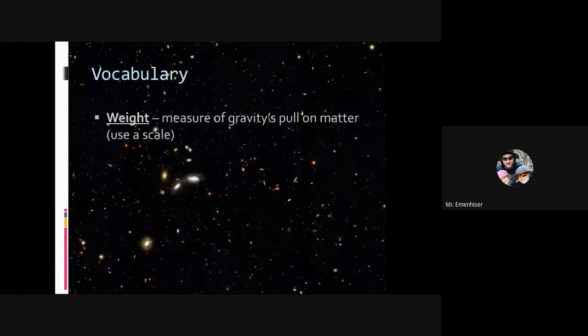Now, weight is a measure of gravity's pull. All right, so you use a scale. It's similar to mass, but it's a little different. So your weight on Earth would be different than your weight on the Moon. That's because the pull of gravity is different, because the Moon is like 1/6 the size of the Earth. So your weight on the Moon would be different. You'd be able to jump higher.